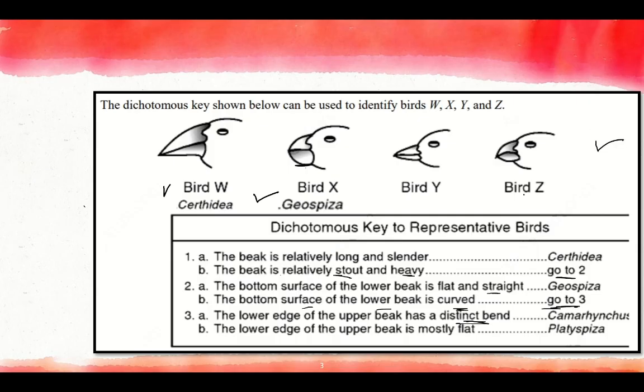Bird Z, if you can see, has a little bend over here. So it means that bird Z is basically a Camarynchus. And the last option, 3B, the lower edge of the upper beak is mostly flat. Yes, it is flat. So bird Y can be recognized as Platyspeza. So this is how we can use the key to identify the names of different birds.